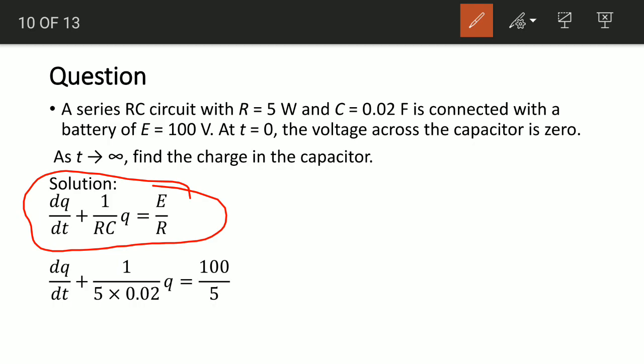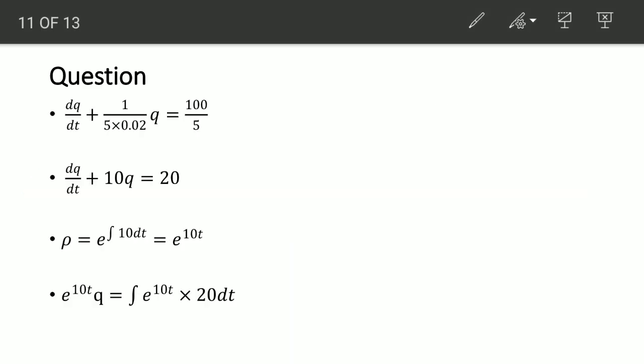So we have dq over dt plus 1 over RC times Q, where your R is 5 and your C is 0.02, equal to your E over R, which is 100 over 5. That's exactly what we have here. So you see that the whole of this gives us 10, and 100 over 5 is 20, which is looking like a first order linear equation.